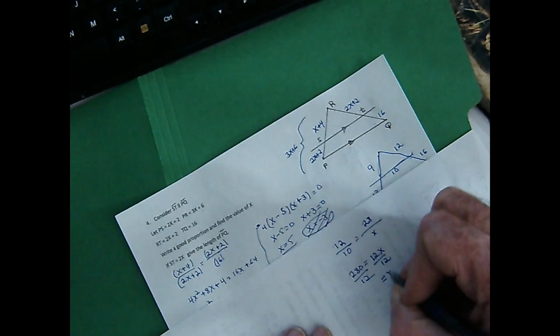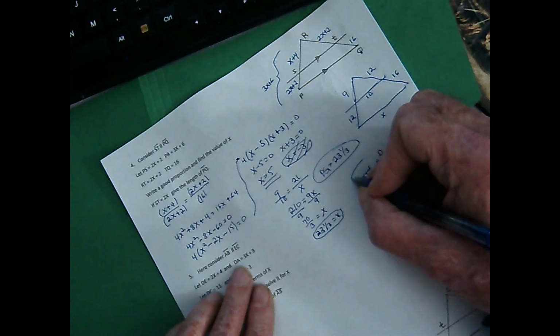Let's play some more. Couple more to do. DE is 2x plus 4. DA, oh man, the full length, is 3x plus 9. DC is 15. And CB, this lower length, is x plus 3.